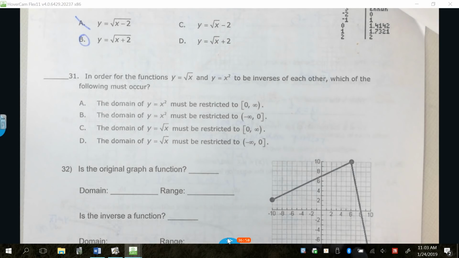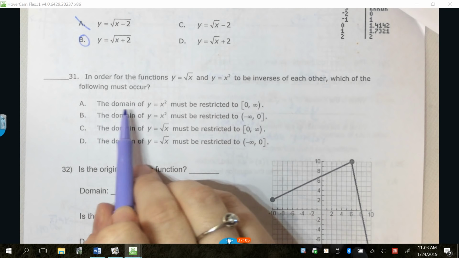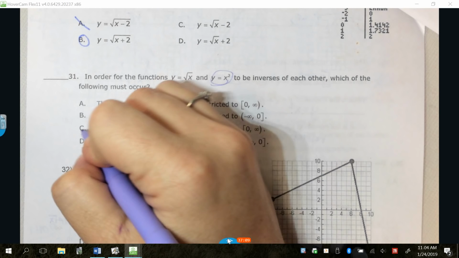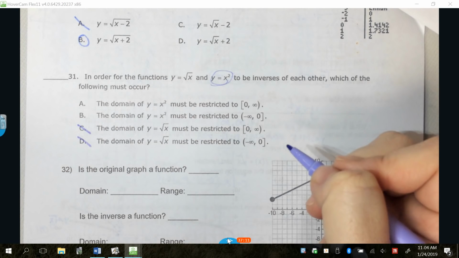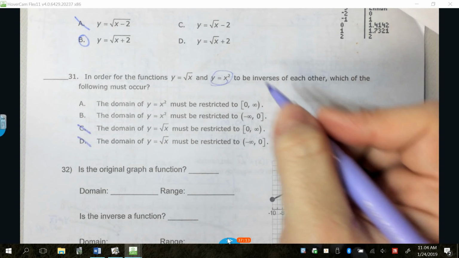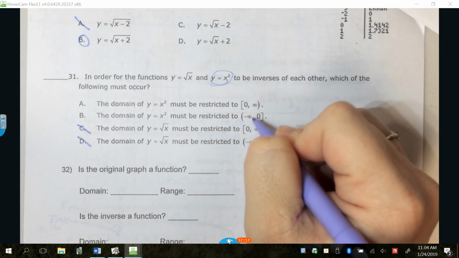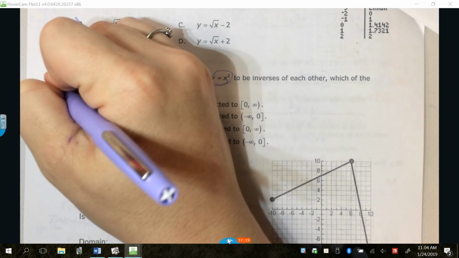In order for the function of y equals square root of x and y equals x squared to be inverses of each other, which of the following must occur? So the domain, remember, we're always changing the quadratic. So the domain of this must be restricted. We never restrict the square root. So C and D are wrong. Okay. These are all positive, so we just shouldn't have a negative. So it's going to be A.